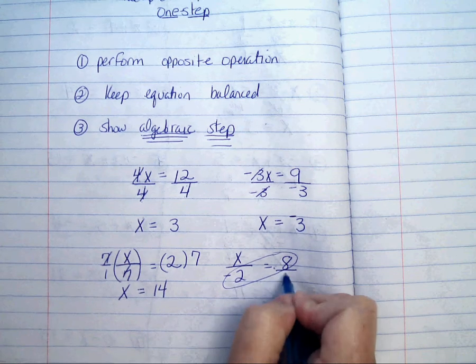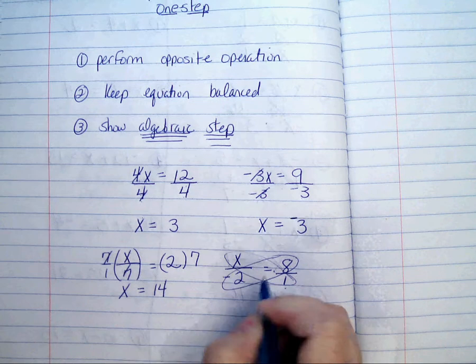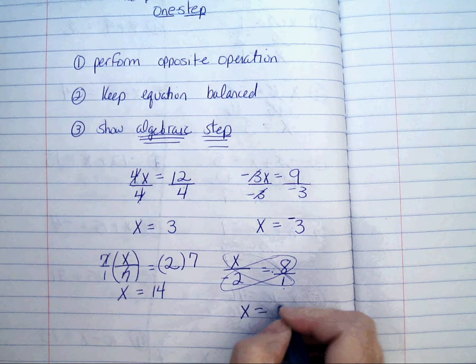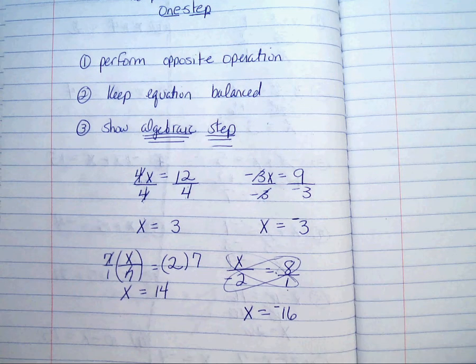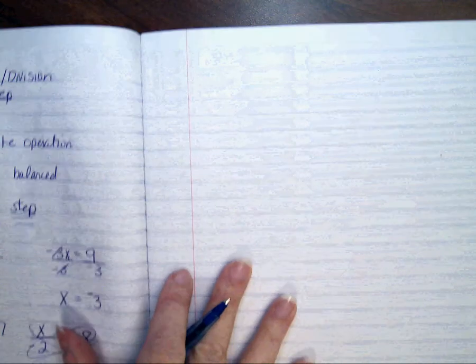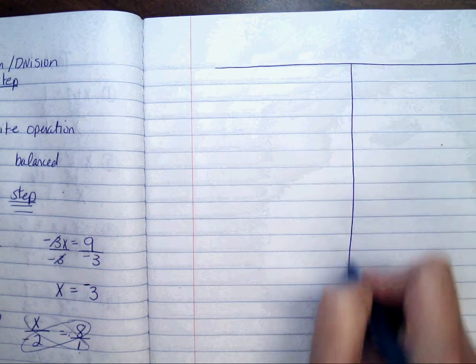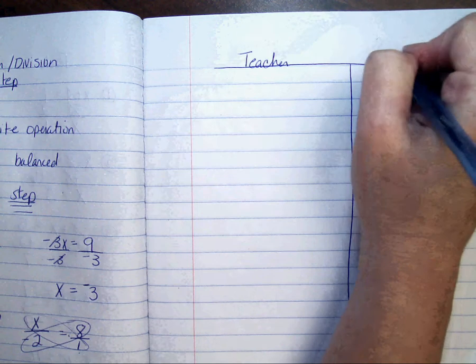X divided by negative 2 equals 8. Essentially, all you're doing is cross multiplying. What's down here? There's a 1 under that 8, right? 1 times x is x. X equals 8 times negative 2 is negative 16. All right, let's do a few problems, teacher, student.